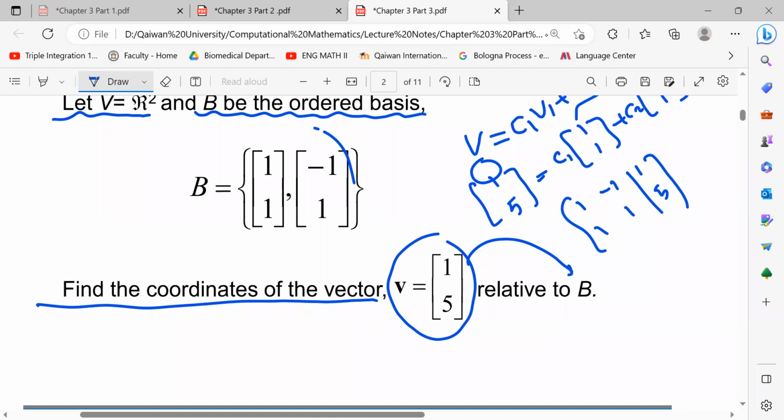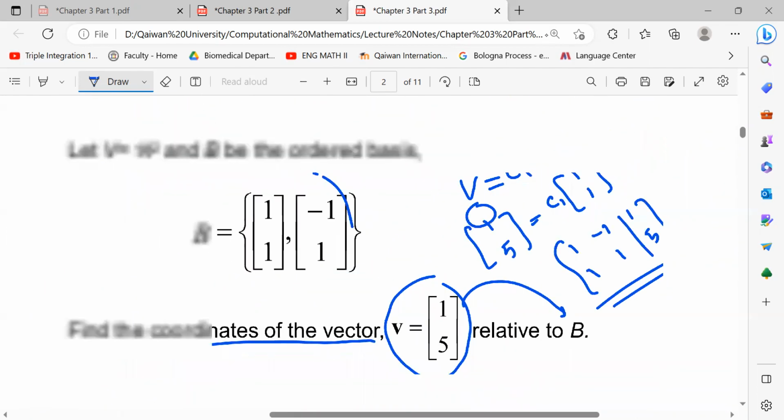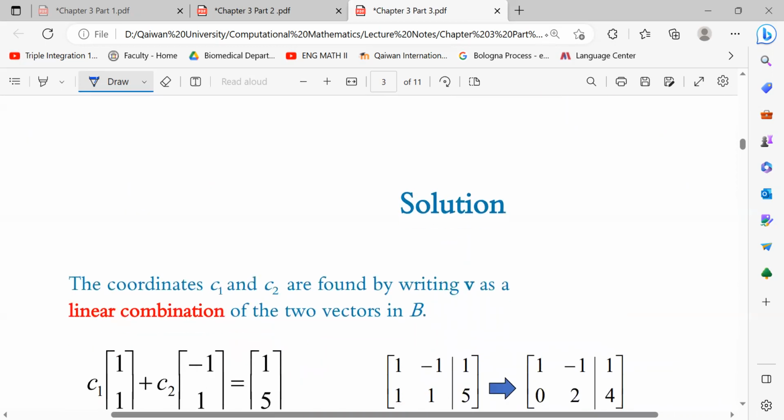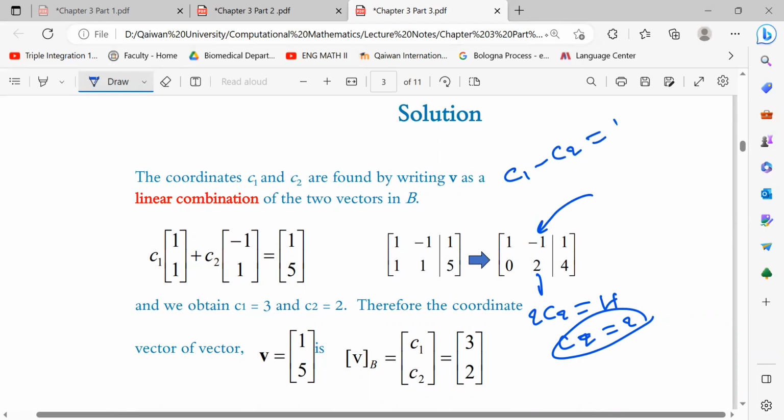This is our augmented matrix. We solve this for finding the values of C1 and C2. Here, we use the reduced solution form to get the values of C1 and C2. And you get that 2C2 is 4, so C2 is 2. And you replace here: C1 minus C2 is 1. If C2 is 2, so C1 is 3.